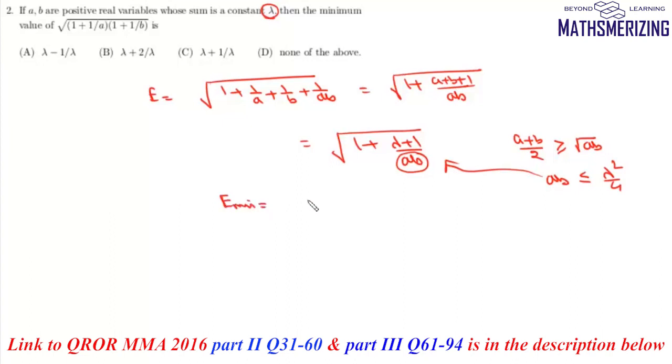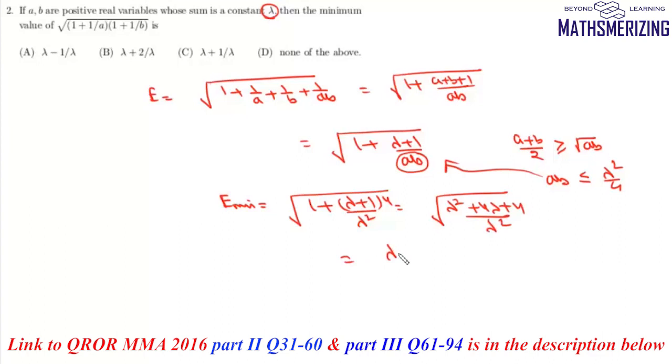So the minimum value of this expression will be under root of 1 plus lambda plus 1 upon lambda square by 4. So we can write this as under root of (lambda square plus 4 lambda plus 4) upon lambda square, which is (lambda plus 2) upon lambda. So it will be 1 plus 2 upon lambda, and there is no option like that. So that means the answer to this question is none of the above.